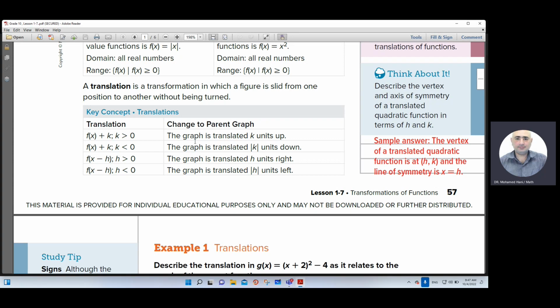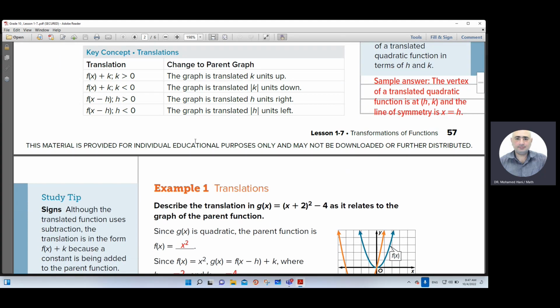If k positive means the graph is translated up. If k negative means translated down. If h positive means translated right, and if h negative means translated left.